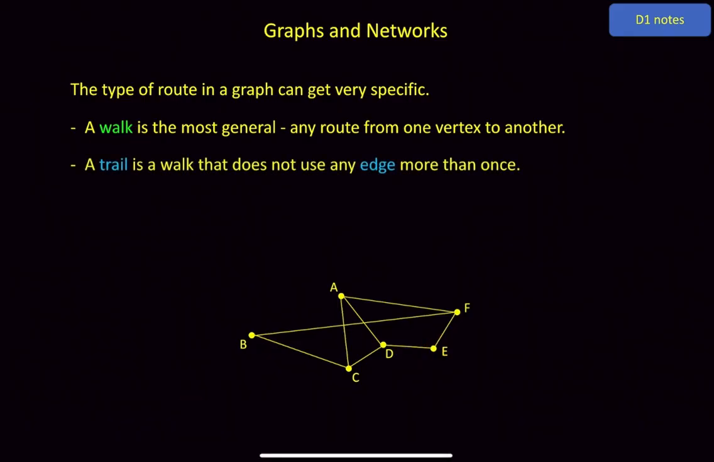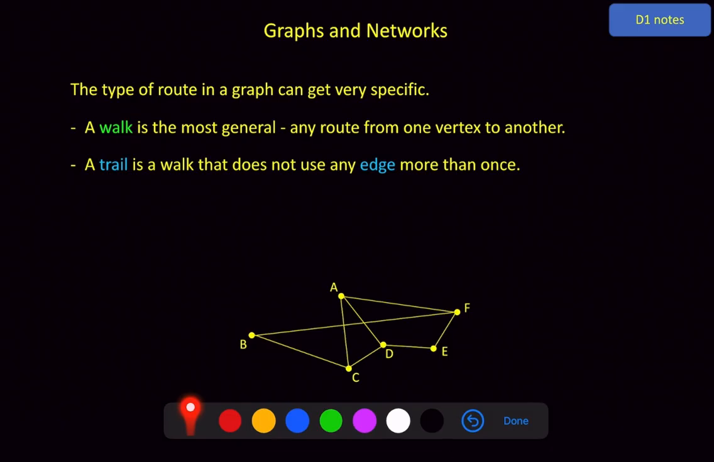But then a trail is a walk that does not use any edge more than once. So here I think I did A, D, C, A, D, E. That's not a trail because I used A to D twice. But if I just went A, D, E, that would be a trail. And if I went A, D, C, A, F, E, that would still be a trail, even though I used the vertex A twice, because I didn't use any edge twice.